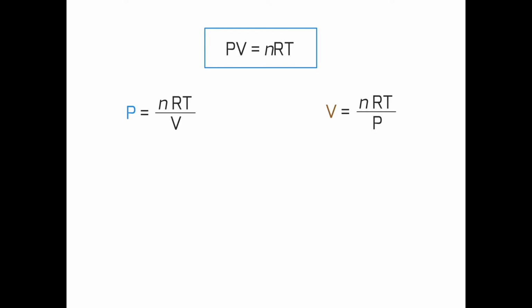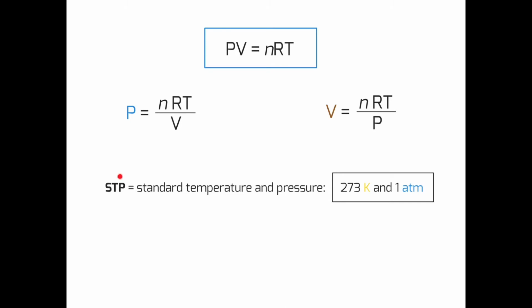Now, as you go through this chapter, there are going to be some terms that it's important to know. The first one is STP, and STP stands for Standard Temperature and Pressure. And what that means, if something is at STP, that means it's at 273 degrees Kelvin and 1 atmosphere.